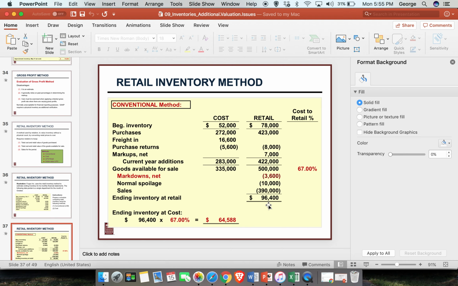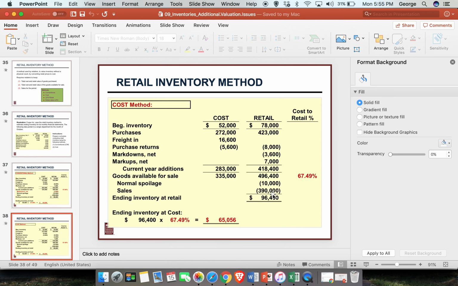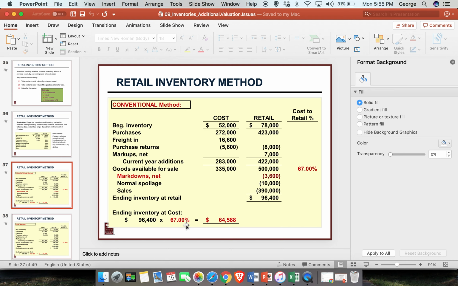All right, and I now need to convert that to my cost. So I take my 96.4 and multiply it by my rate of 67%. So 64,588 would be the retail inventory method amount, using the conventional approach.